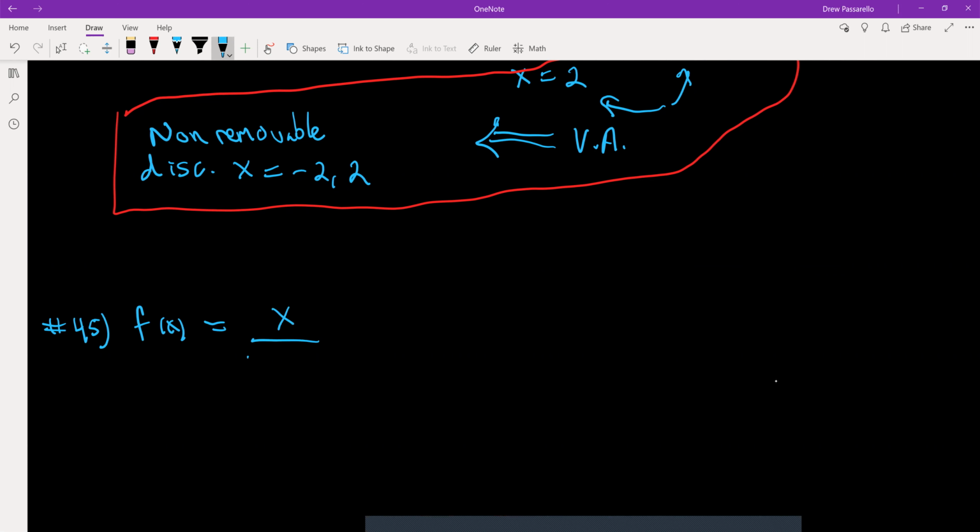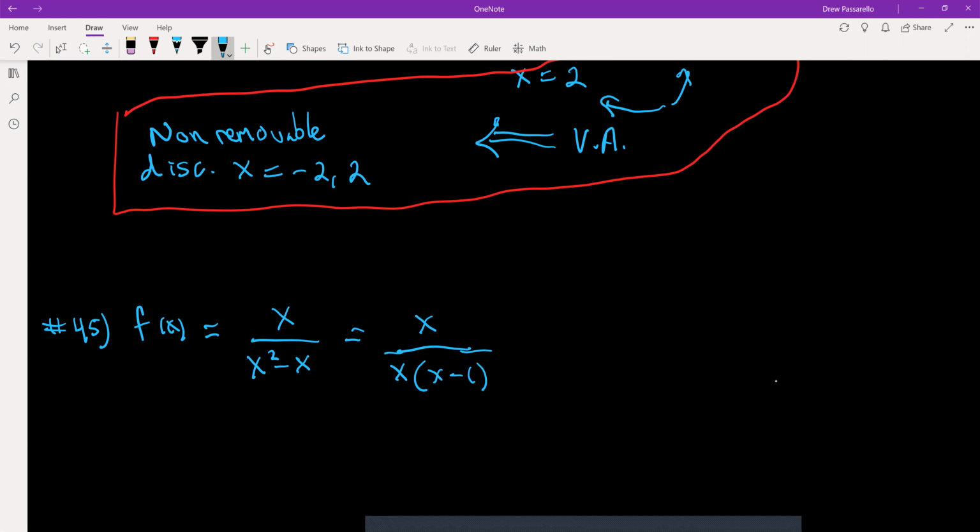It's x over x squared minus x. So I'm going to try to factor. Up top, there's no factoring, I just keep it as x. On the bottom, x squared minus x can be factored. They share x in common, so I can factor out x, and that's going to leave me with x times x minus 1.